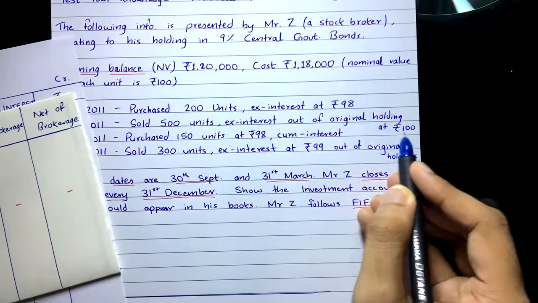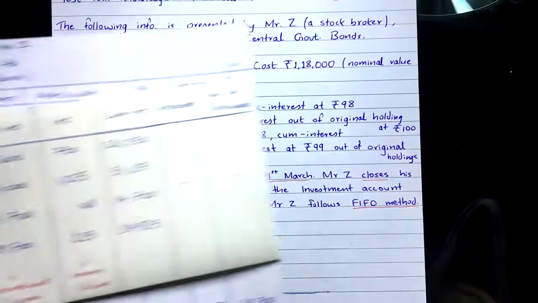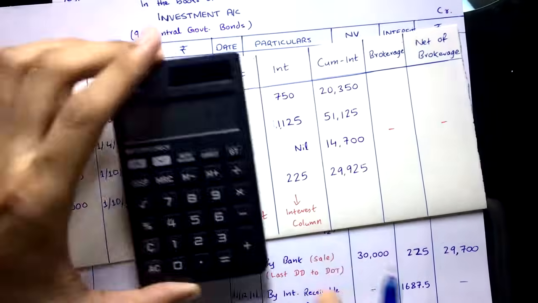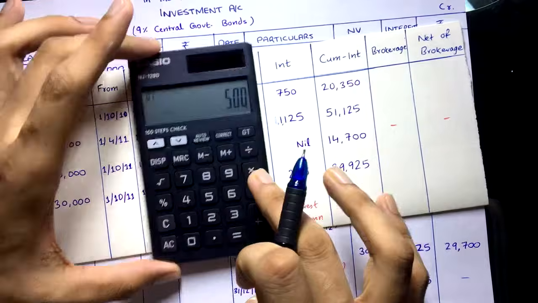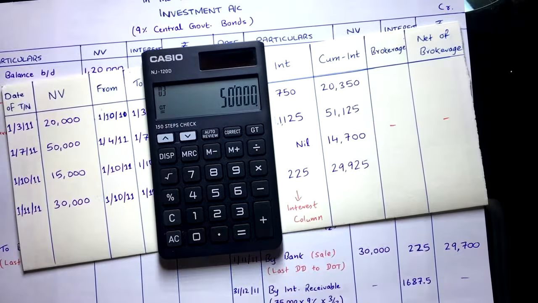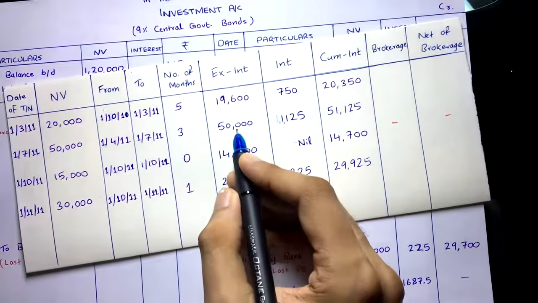So this is the ex-interest price, as said here, ex-interest, right? So how much is the ex-interest? 500 units we have sold at the ex-interest price of 100. So 50,000. Okay, so 50,000 is the ex-interest price.